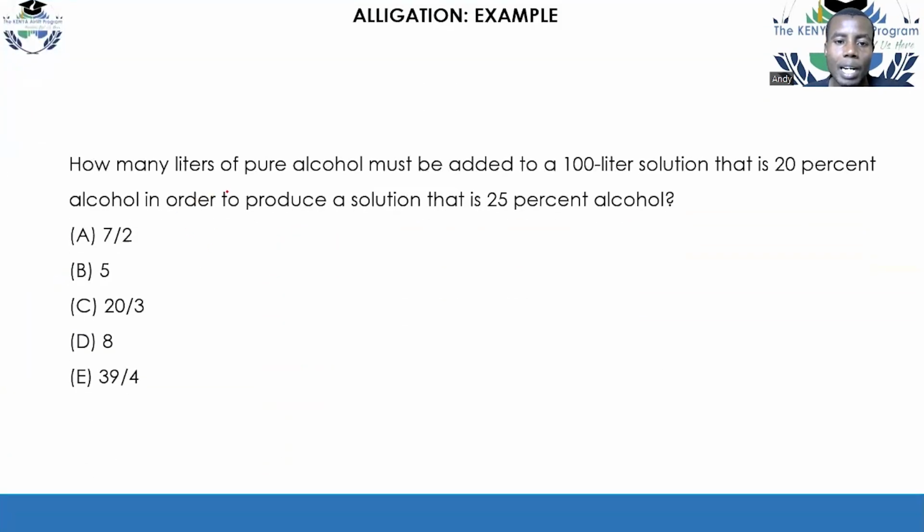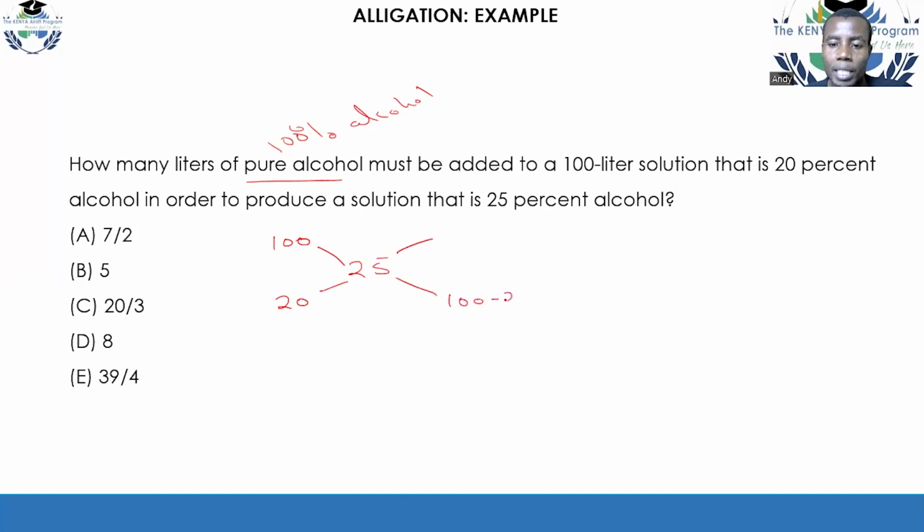Now, this one reads, how many liters of pure alcohol must be added to a 100-liter solution that is 20% alcohol in order to produce a solution that is 25% alcohol? So here we have pure alcohol. If it is pure alcohol, that means 100% of it is alcohol. So that is our higher percentage, 100. Then the lower one is 20%. And the final solution is 25%.